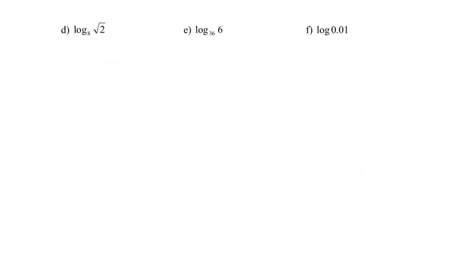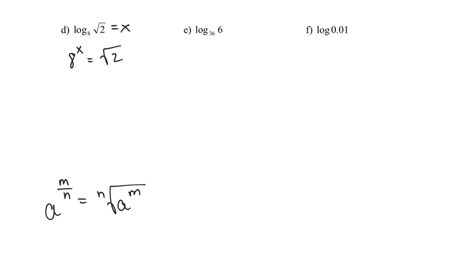Okay, letter D, log base 8 of the square root of 2. Again, I would suggest setting this equal to x and rewriting it as 8 to the x is equal to the square root of 2. When we talk about square roots, there is a property that we use: a to the m over n is the same thing as the nth root of a to the m power. So whenever we have the square root of x, that is always equal to x to the 1/2 power.